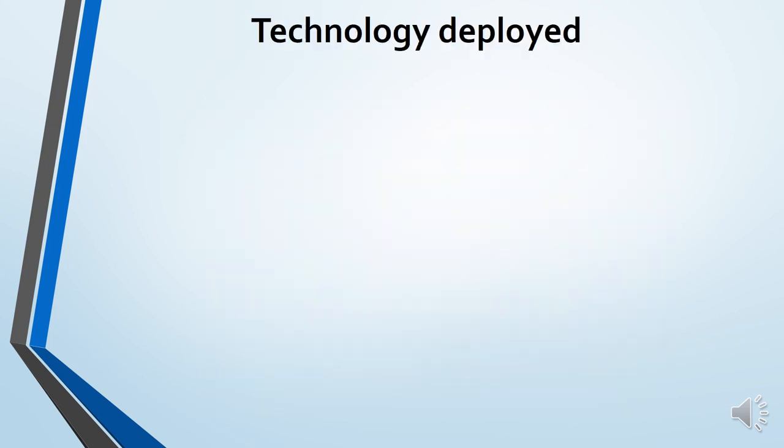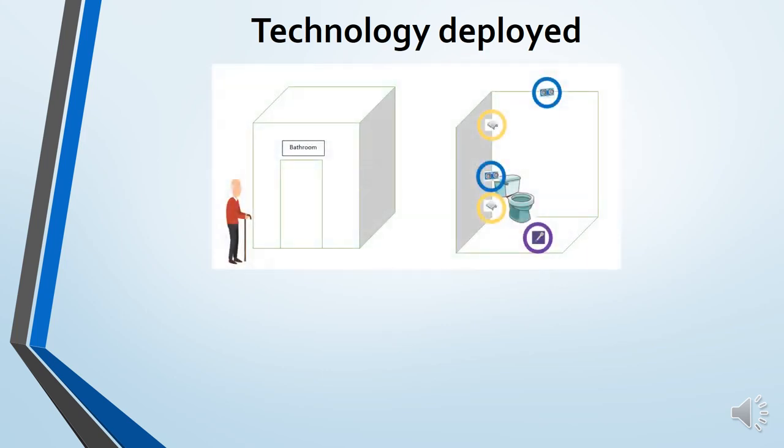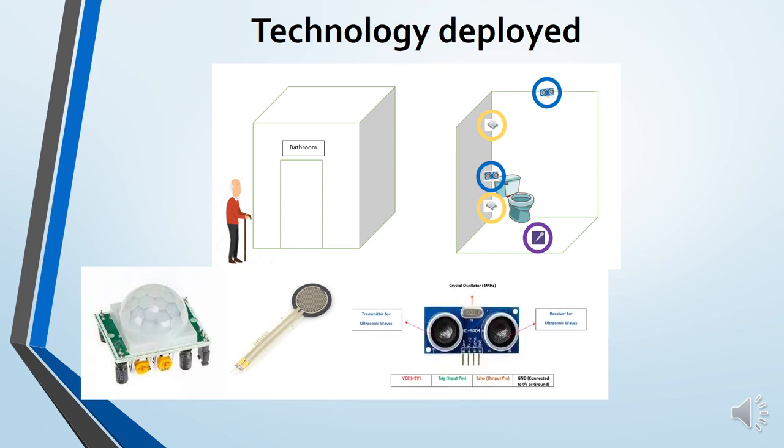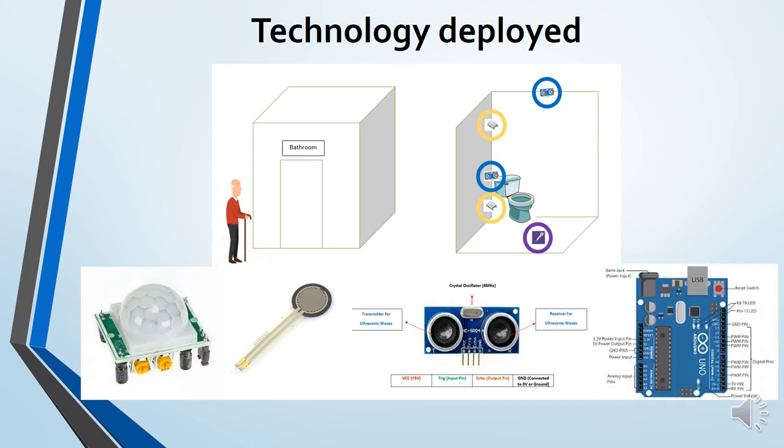So, we continue with technology deployed. This is an example of how the sensors were set up in a bathroom. The first one is the PIR motion sensor, which is the yellow circle. This one is the FSR sensor on the floor, the purple circle. This is the ultrasonic sensor, indicated by the blue circle. And this is using an Arduino Uno microcontroller.